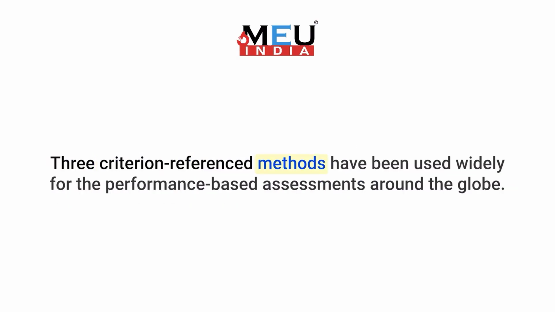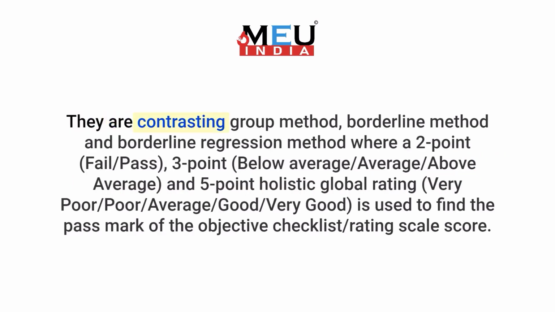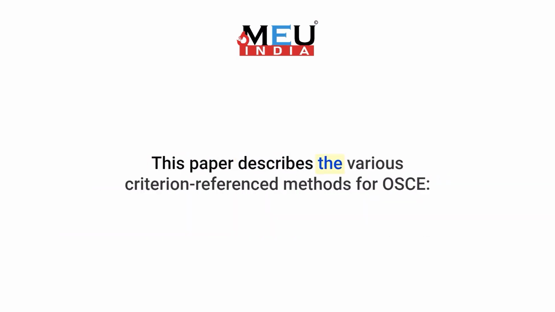Three criterion reference methods have been used widely for the performance-based assessments around the globe. They are contrasting group method, borderline method, and borderline regression method where 2-point, 3-point, and 5-point holistic global rating is used to find the pass mark of the objective checklist. Rating scale score. This paper describes the various criterion reference methods for OSCE.